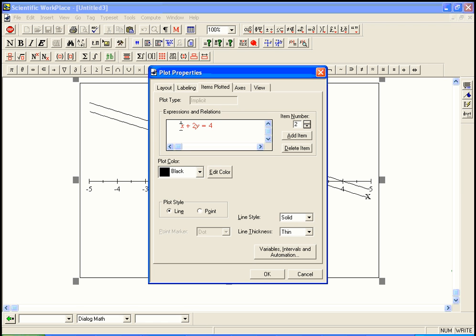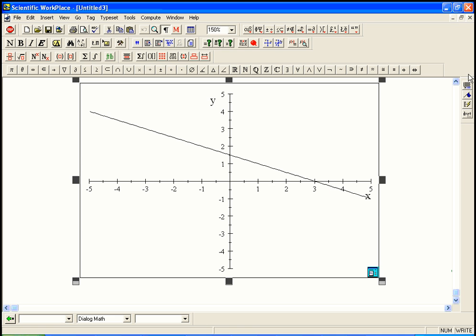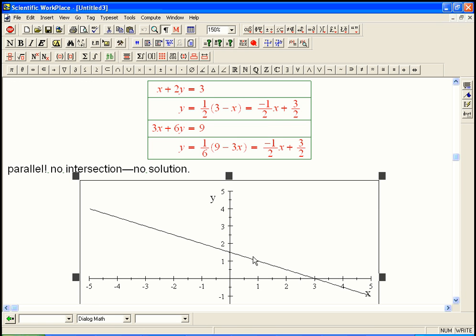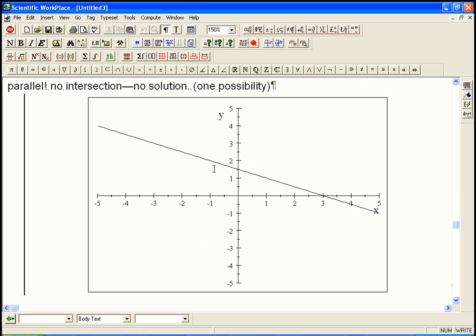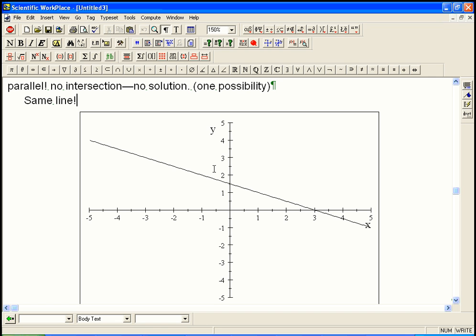If this is 3x plus 6y equals 9, let's see if the computer's smart enough to realize that those are just the same line. It plotted them both most likely, but I just get the 1 line. Okay. So one possibility was parallel, but the other possibility is they could be the same line. And so we're going to get many, many solutions, an infinite number of solutions.